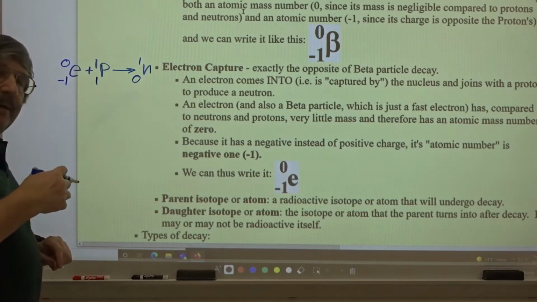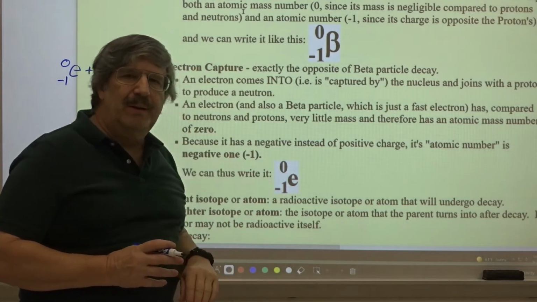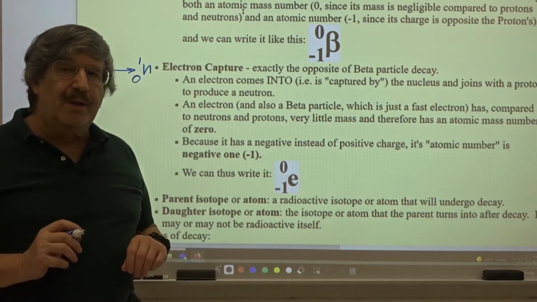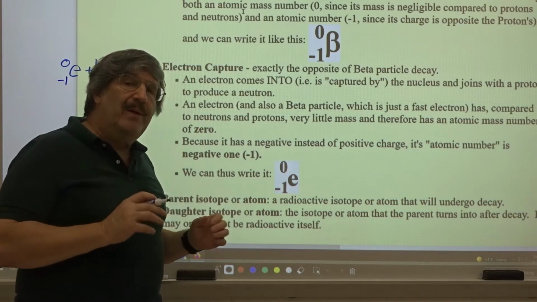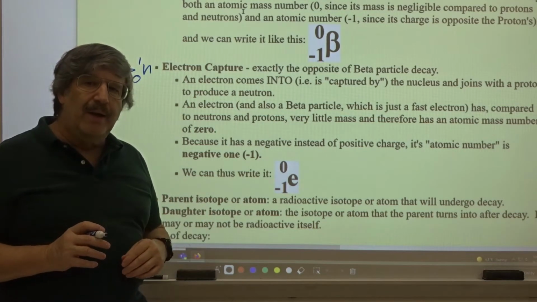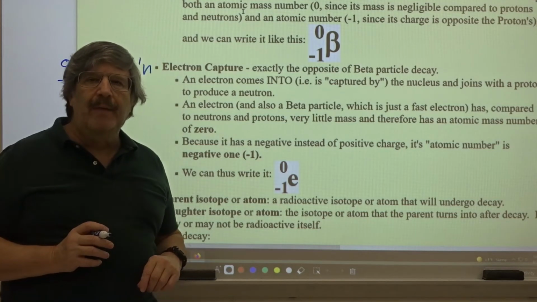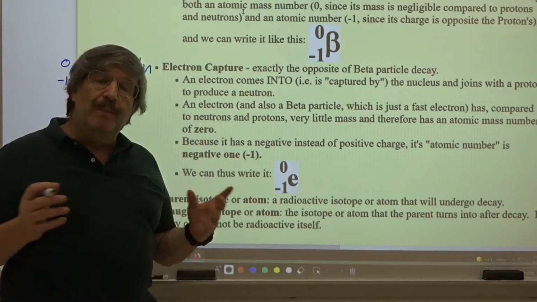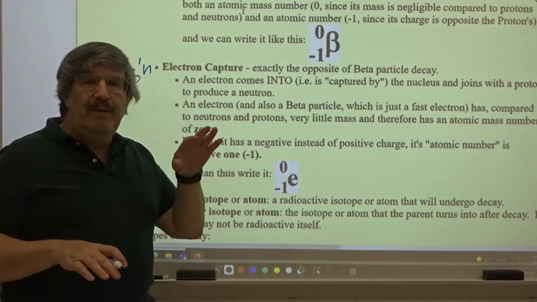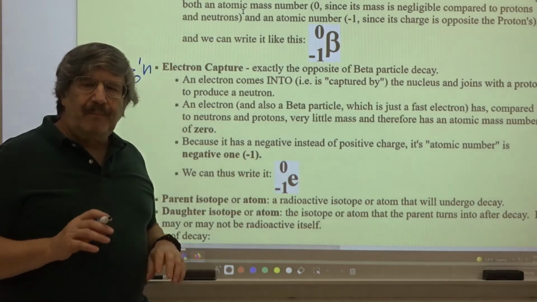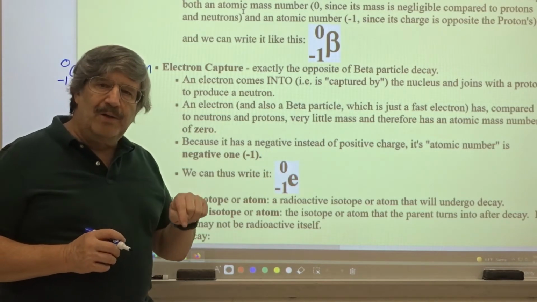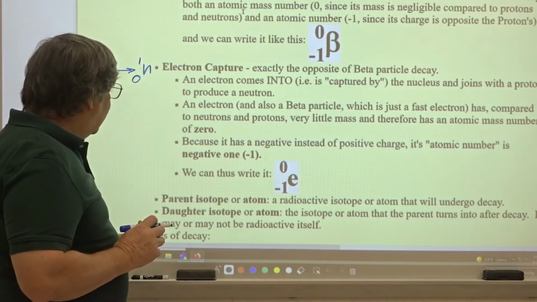And so when beta particle decay occurs, the number of neutrons in the nucleus drops by 1, but the number of protons in the nucleus increases by 1. Exactly the opposite occurs with electron capture. When an electron joins with a proton, the number of protons in the nucleus drops by 1, and the number of neutrons increases by 1. So in both cases, the atomic mass number of the isotope stays the same, because you replace a proton with a neutron or vice versa, but the number of protons changes by 1. It either goes up by 1 in beta decay, or it goes down by 1 in electron capture.